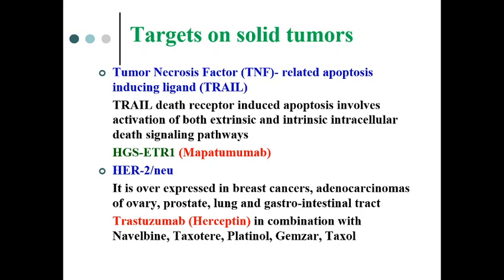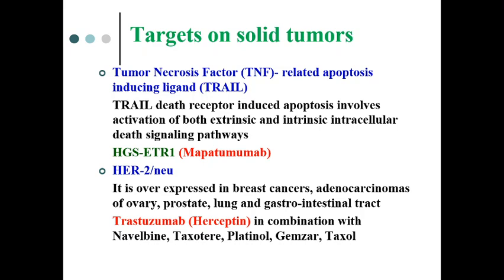The antibody developed against that, trade name Herceptin, is called trastuzumab. This trastuzumab can be conjugated with Navelbine, Taxotere, Platinol, Gemzar, and Taxol. All these are chemotherapeutic drugs used for treatment of cancer to prevent the growth of tumor cells.